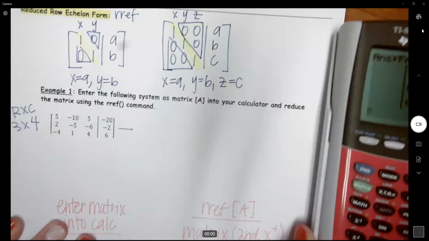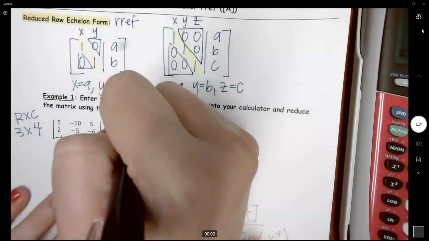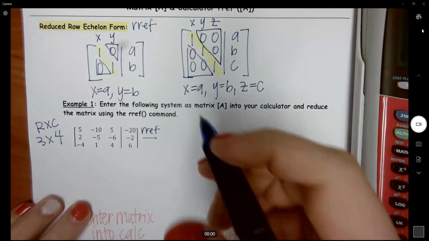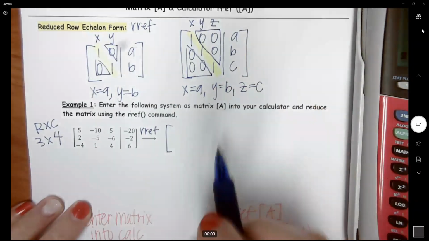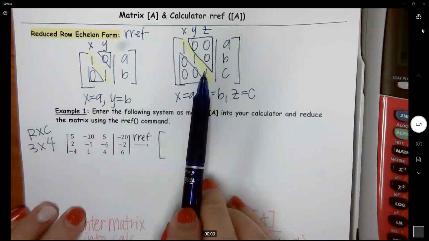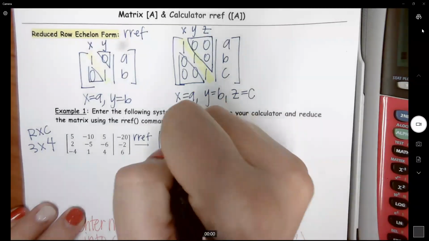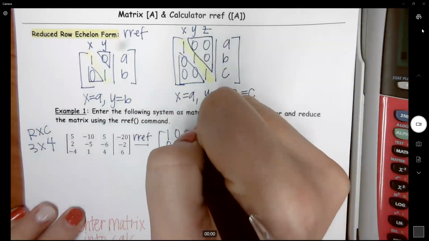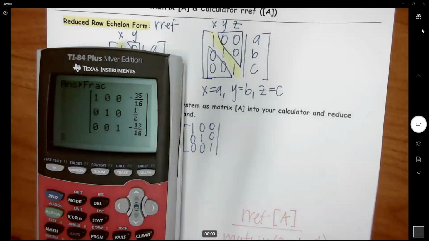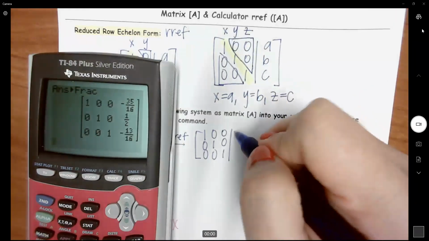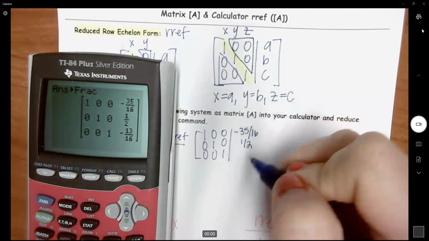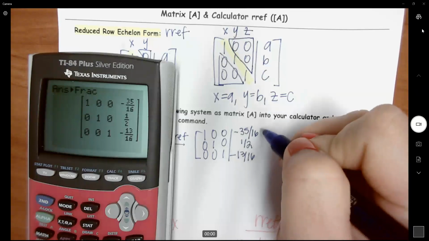So when I write this, I'm going to do an rref right here on top, so I know what's happening from this matrix to now my new matrix. And I'm going to write my matrix. I know it's going to be 1, 0, 0, 0, 1, 0, 0, 0, 1, because that's what reduced row echelon form is. Okay, and then my equal sign, and then I'm going to write my fractions. I get -35/16, 1/2, and -13/16.